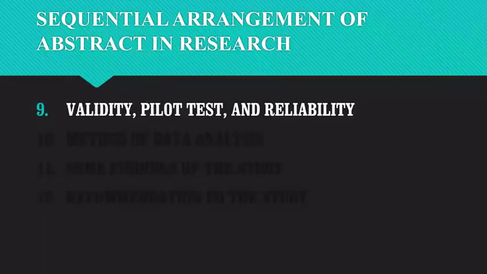The next thing is the validity, the pilot testing, and the reliability for the study. You need to state how you conducted this, even if it is in a sentence form. You used content validity, it was pilot tested, and a reliability coefficient of so-and-so was obtained.